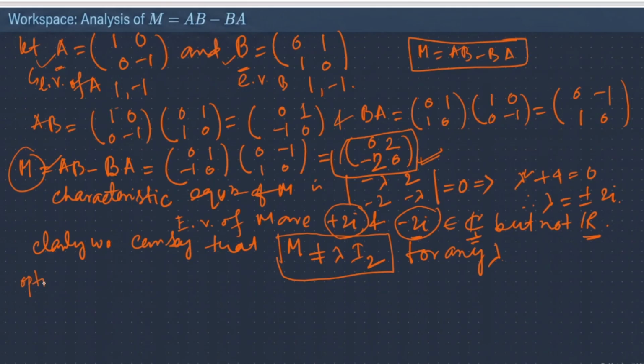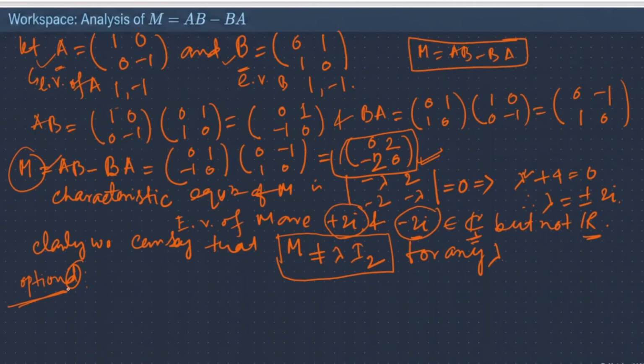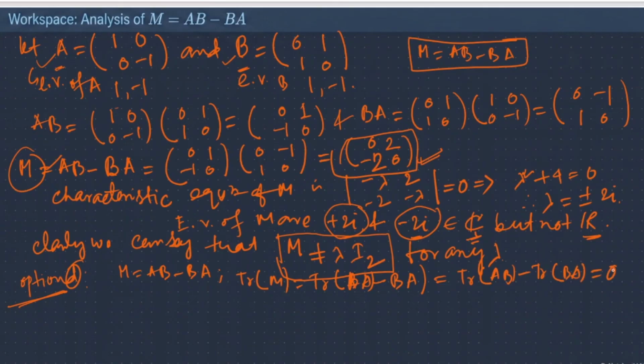And we have to check option D. What is option D? There exists lambda belonging to R such that M squared equals lambda I2. M equals AB minus BA. Therefore, the trace of M equals the trace of AB minus BA, which is trace of AB minus trace of BA, equal to 0.